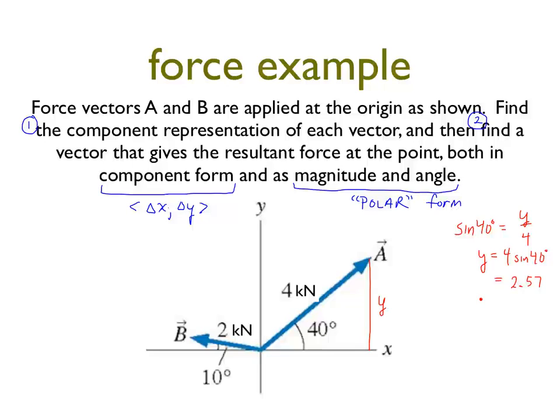Yeah, you just do cosine of 40. Cosine of 40 equals x over 4, and so x equals 3.07. So exact, 4 cosine 40, approximation 3.07. So now, how can we write A then? A is 3.07.